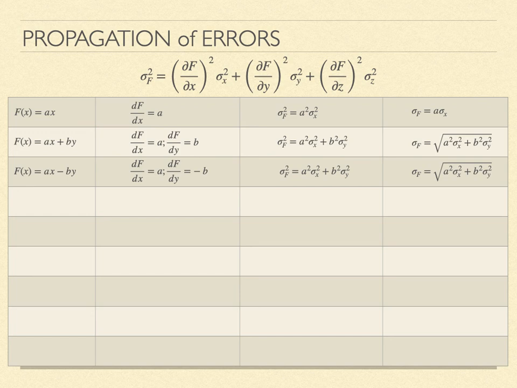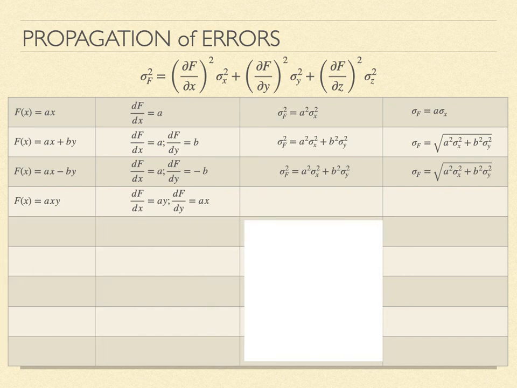Okay, let's look now at multiplication and division. First, consider the function of the product between two variables, a times x times y. We will again assume some constant multiplier a just to make it generally applicable. The partial derivatives are ay and ax. The variance expression leads to something a little more complex.